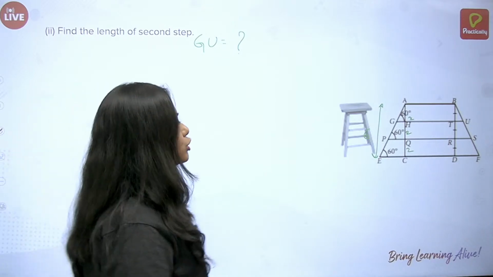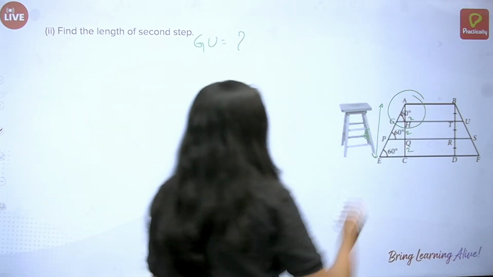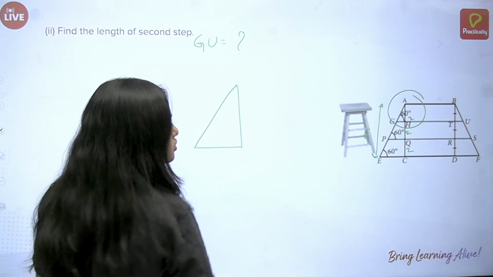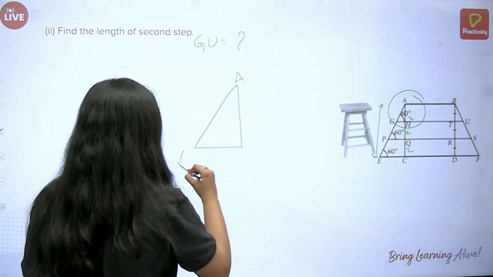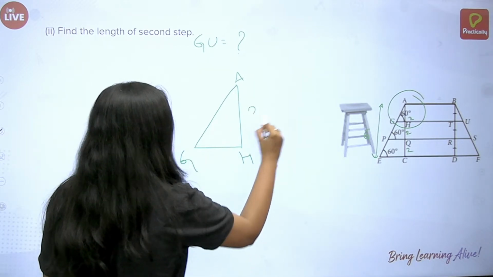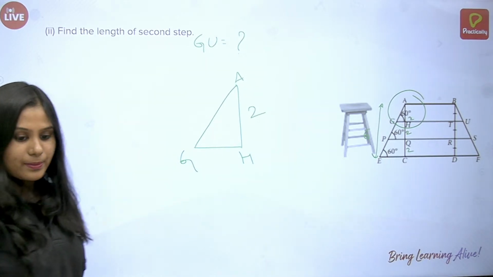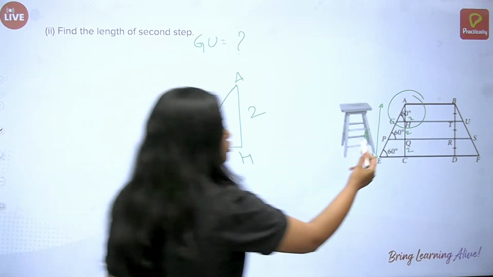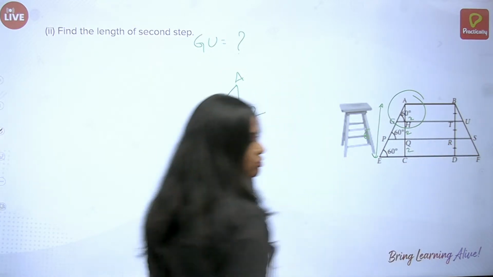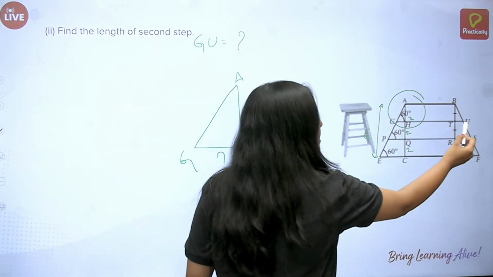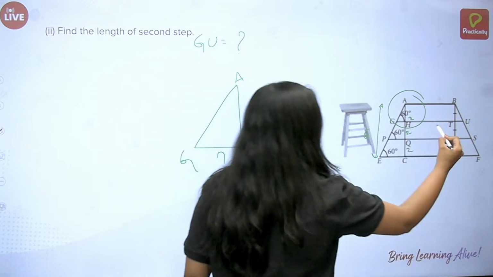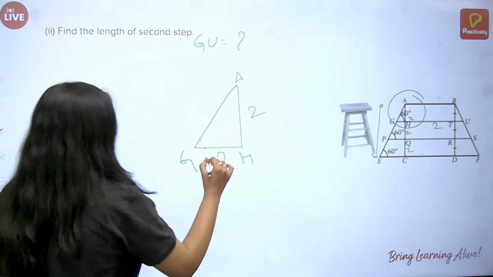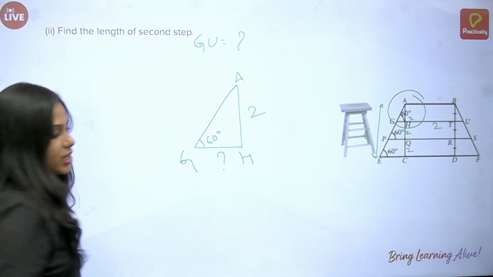Correct. Now what do we have to use? Take the triangle AGH. Let me draw. So what is this? AGH. And we got AH equals 2. Right? And we have to find GH. Why? Because GU is nothing but GH plus HT plus TU. If I know GH, the same applies to TU. And I know that HT equals 2. So we can easily do it. This is 60 degrees. Come on, tell me the value of GH.